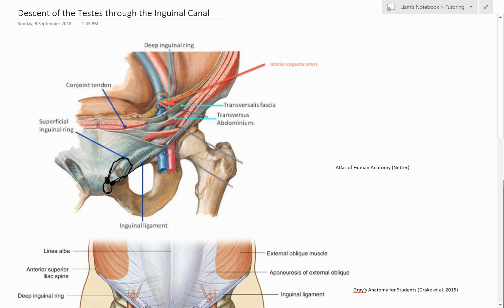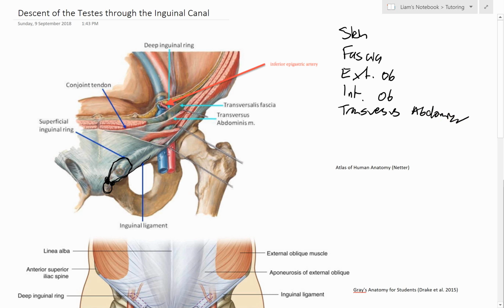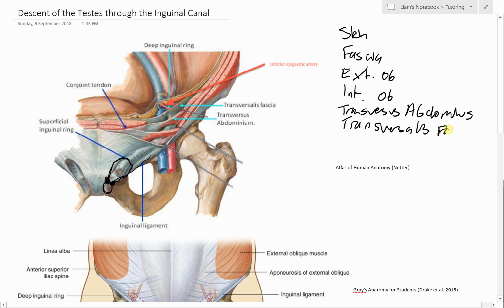So if we do a quick recap of the structures, most externally is skin, then we have fascia, then external oblique, then internal oblique, then transversus abdominis, then transversalis fascia, then the extraperitoneal fat, and finally the peritoneum.